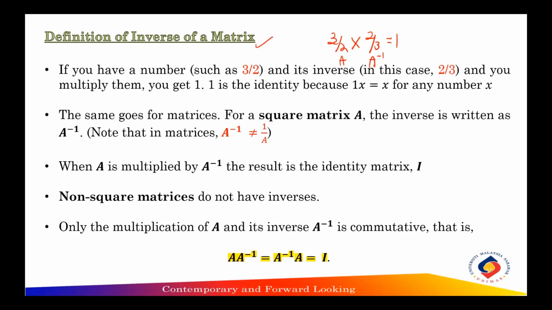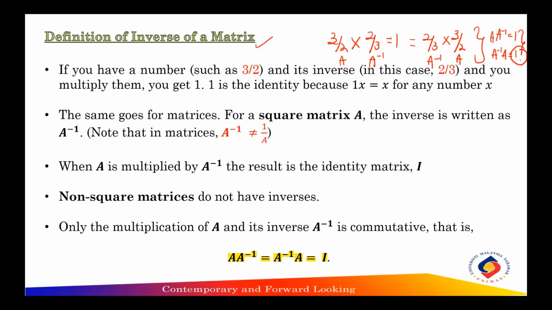Now I will change the position of these two values, where 2 over 3 is multiplied by 3 over 2. As you can see here, 2 over 3 is the inverse of 3 over 2, and it also gives you the same value. From this situation, we can say that when A is multiplied by its inverse, it will give you 1. And the same goes for the inverse of A multiplied by A, it also gives you 1. And 1 here is called the identity.